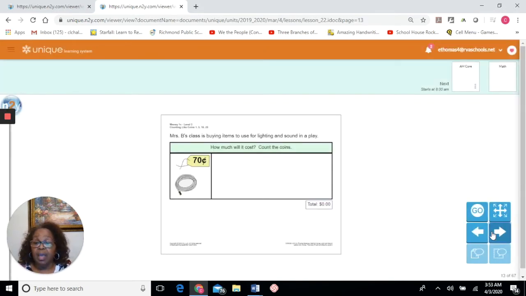All right, this time we have 70 cents. Now, there are a couple of ways that we could solve this, but let's see if we could solve it using dimes.